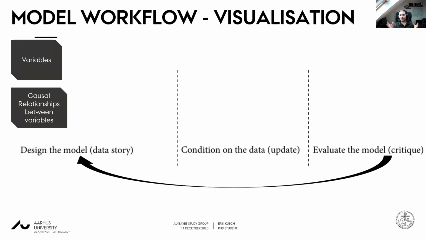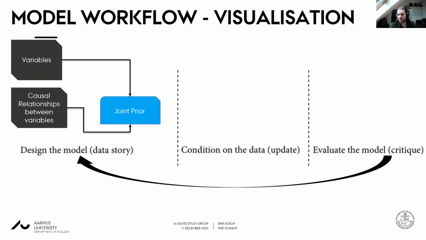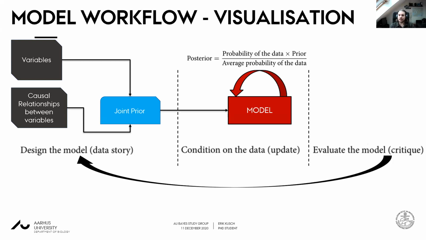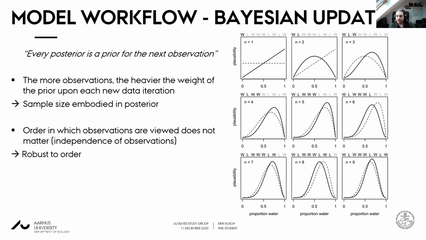So I try to, and this is where my obsession with flowcharts comes in, I try to put all of this in a flowchart, and I hope you stick with me for this. The first step is just to get our variables and make some assumptions about the causal relationship between the variables. We then use these to build a joint prior to get a better understanding of what we expect. We then feed this into our actual model, which we now condition on the data using Bayes' theorem, which we'll get into with the practicals today. And for that, the conditioning works as Bayesian updating.